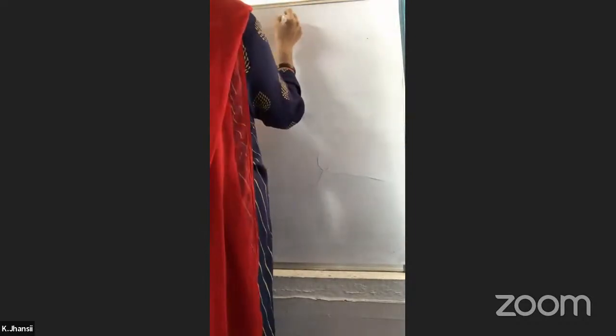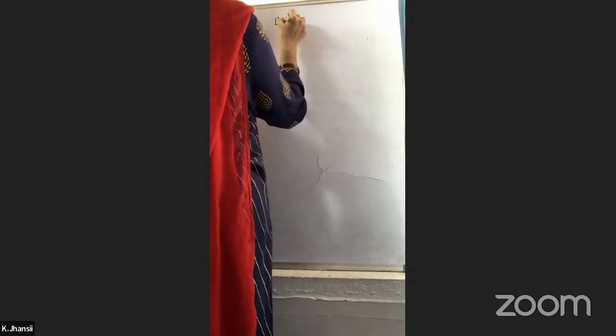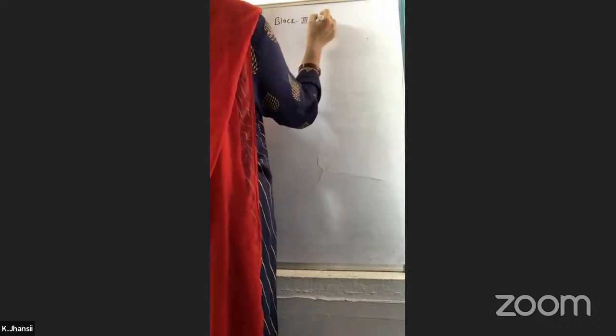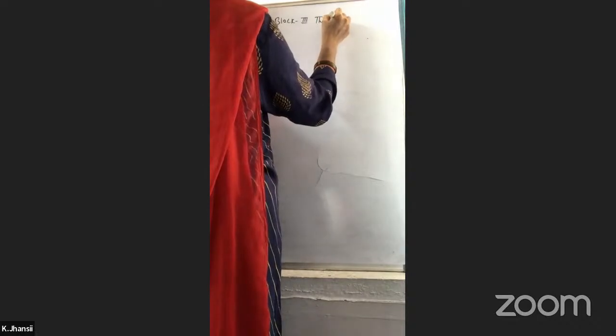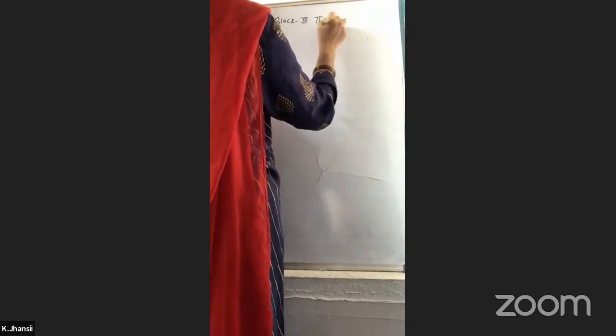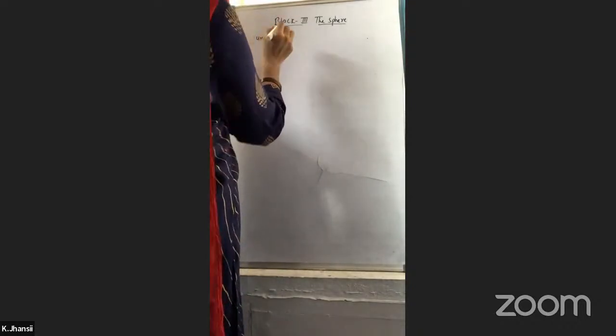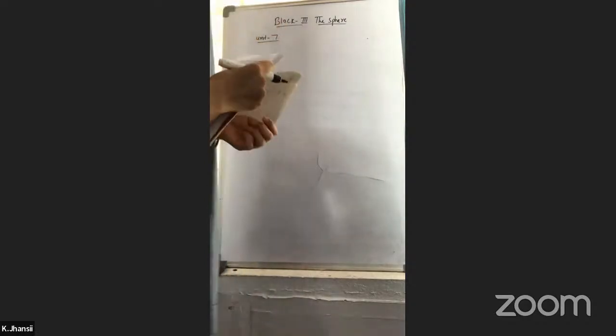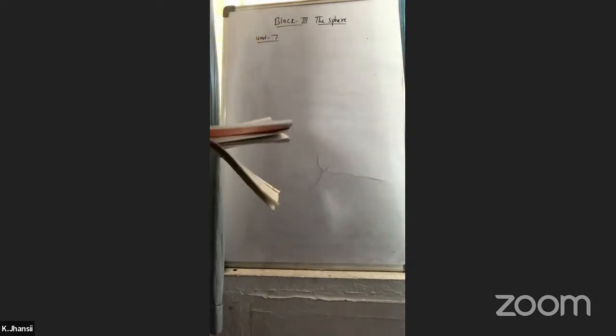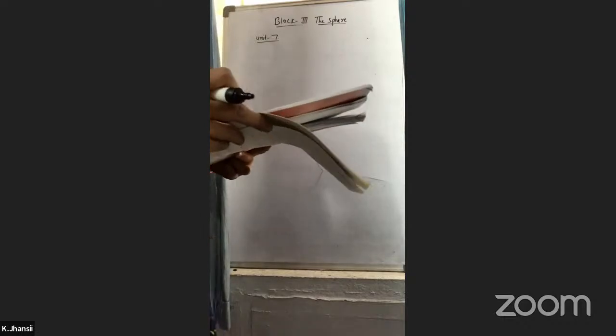So block 3 is about the sphere. In unit 7 we are studying about the sphere. Unit 7 covers the sphere, circle, and intersection of a sphere and a line. So we have the concept of the sphere and the equation of the sphere on page number 179.